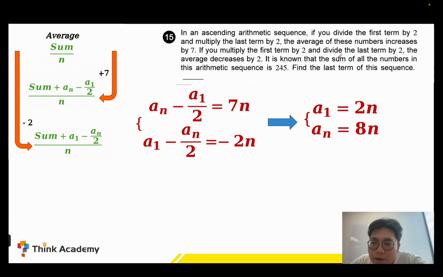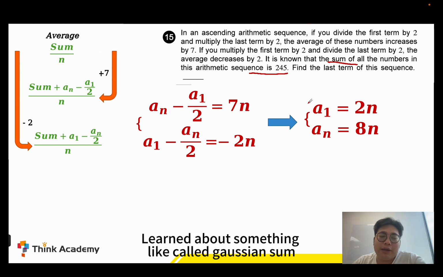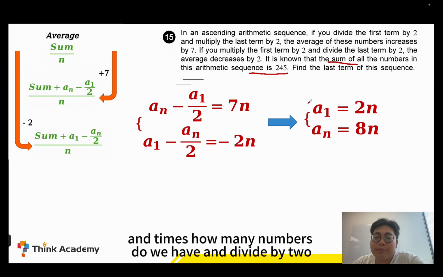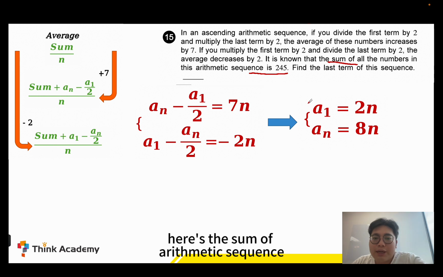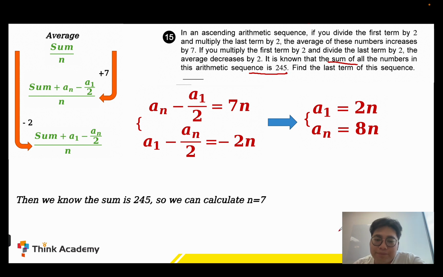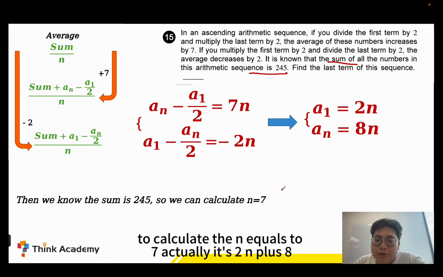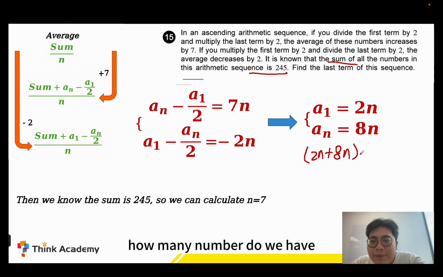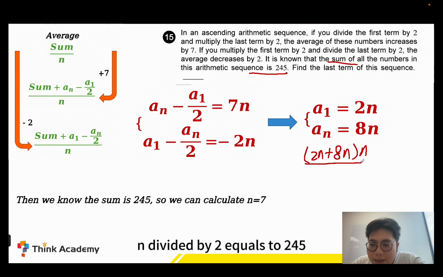We know the sum of the sequence is 245. Have you already learned something called the Gaussian sum formula? It's the first number plus the last number, times how many numbers we have, divided by 2. This is the sum of an arithmetic sequence. So we can use this method to calculate n. Actually, it's 2n plus 8n, the first number plus the last number, times n, the number of terms, divided by 2 equals 245.